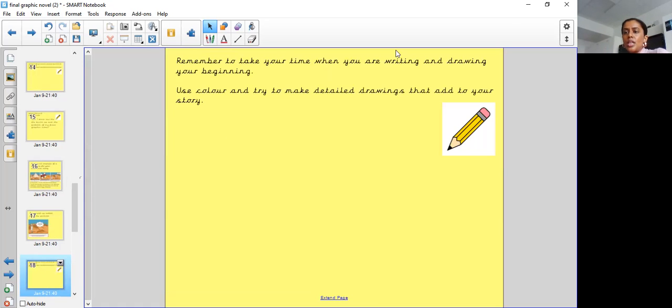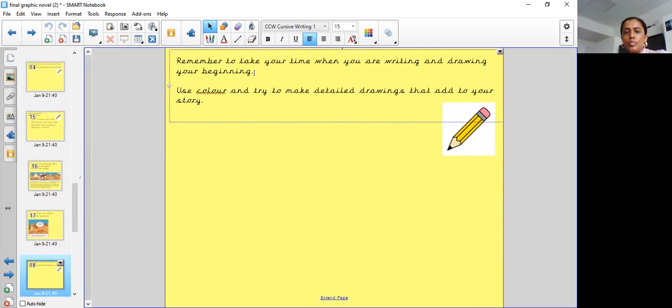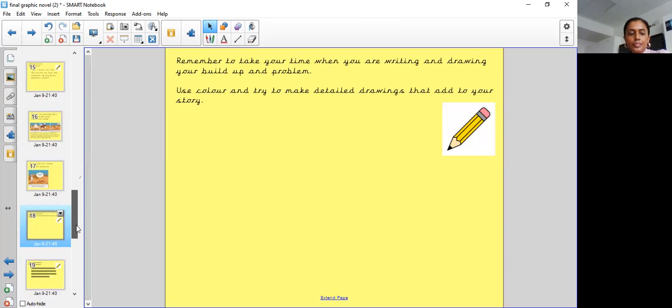So it's your turn to have a go at writing your build-up and your problem today. So remember to take your time when writing and drawing your build-up and problem. Use colour and try to make detailed drawings to add to your story. I know this activity will be good for you guys to have a look back at your writing toolkit. What do you need when writing a graphic novel? Just refresh your brains with that.